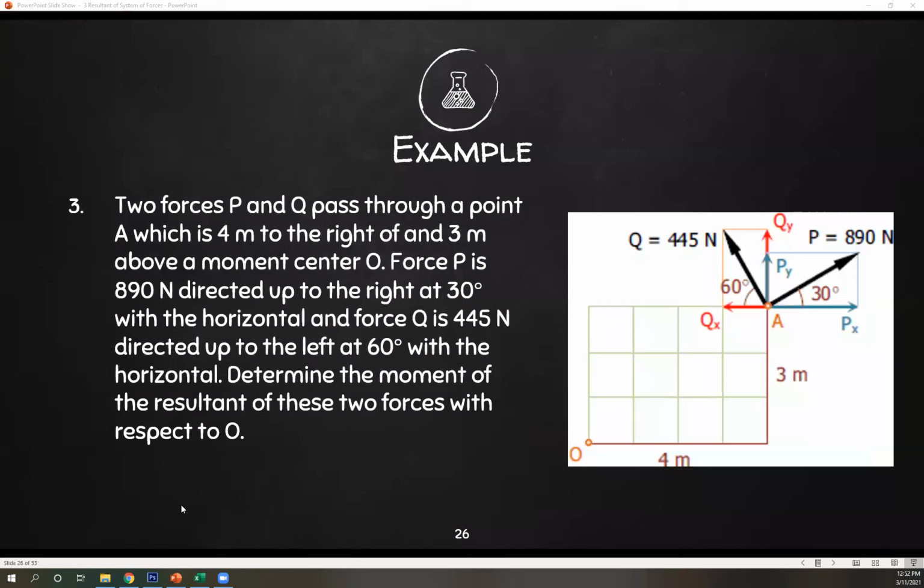Number 3. Two forces, P and Q, pass through a point A, which is 4 meters to the right and 3 meters above a moment center O. Force P is 890 newtons directed up to the right at 30 degrees with the horizontal, and force Q is 445 directed up to the left at 60 degrees with the horizontal. Determine the moment of the resultant of these two forces with respect to O.